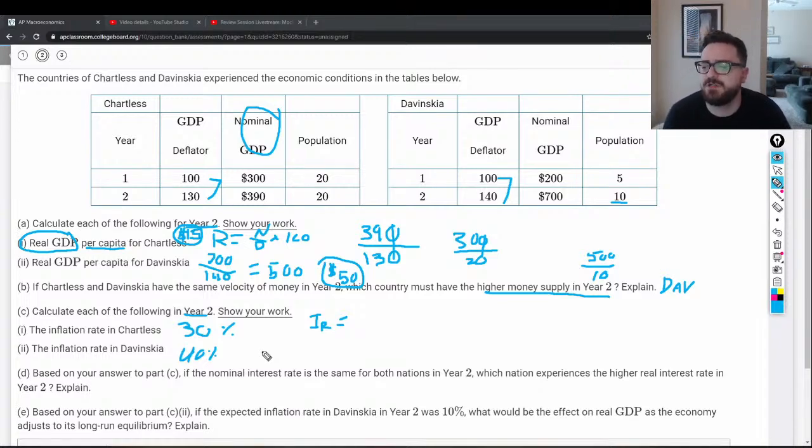D, based on your answer to part C, if the nominal interest rate is the same in both, who would have a higher real interest rate?